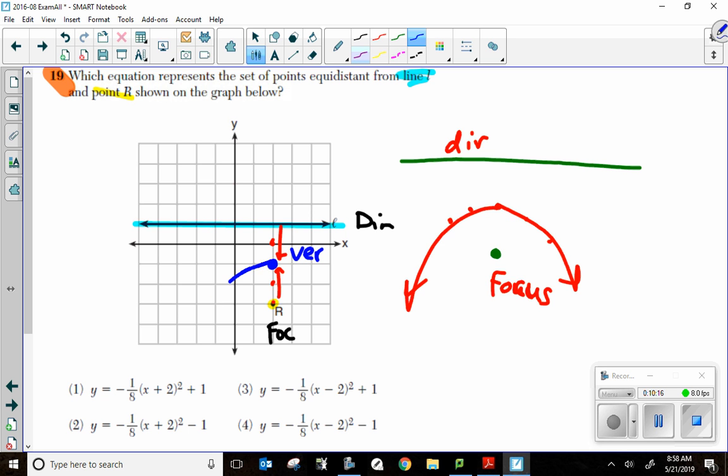Which means my parabola does something like this, opens down. My parabola never crosses the directrix line. It always wraps around your focus point. So if I look at this vertex, I know it should open downward, which means it should be negative. All these are negative, so I can't cancel any of the 4 options.